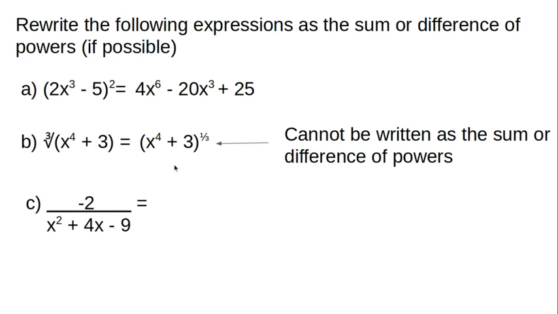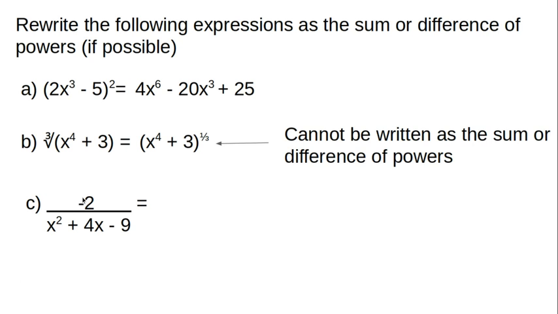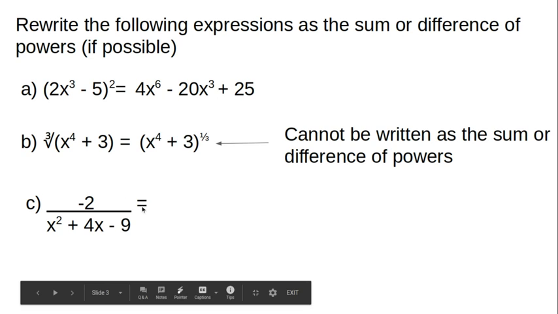And then for our third example, we've got another division one, but this one, there's one term on top and 3 terms on the bottom. So again, we're not allowed to split up denominators. That's something that we've never been able to do. If you did negative 2 over x squared plus negative 2 over 4x minus 2 over negative 9, it's not the same function as this. Therefore, it's not equal. All right?